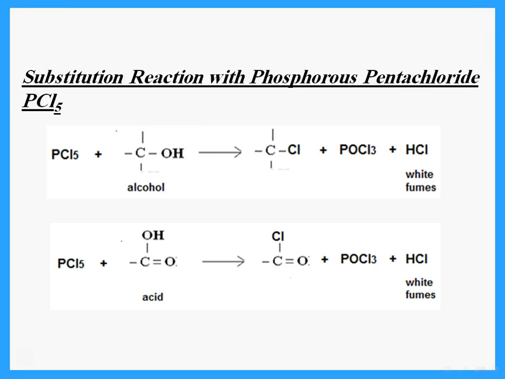Now, another test for alcohols is its reaction with phosphorus pentachloride, which is PCl5. If we put PCl5 on alcohol, it reacts and it gives HCl, which appears in the form of white fumes. The only problem with that is we will get white fumes if we add PCl5 to alcohols and to acids. So it cannot be used to distinguish between alcohols and acids. But if he says what is the test for alcohols, you could say add PCl5, it gives white fumes of HCl.